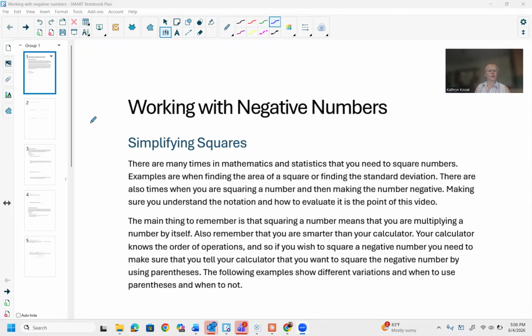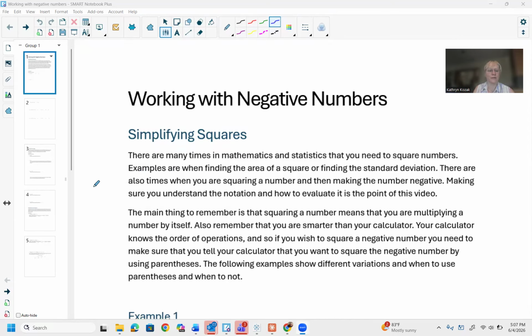This video will look at working with negative numbers, especially simplifying squares. There are many times in mathematics and statistics that you need to square numbers. Examples are when you're finding the area of a square or finding the standard deviation. There are also times when you are squaring a number and then making the number negative. Making sure you understand the notation and how to evaluate it is the point of this video.